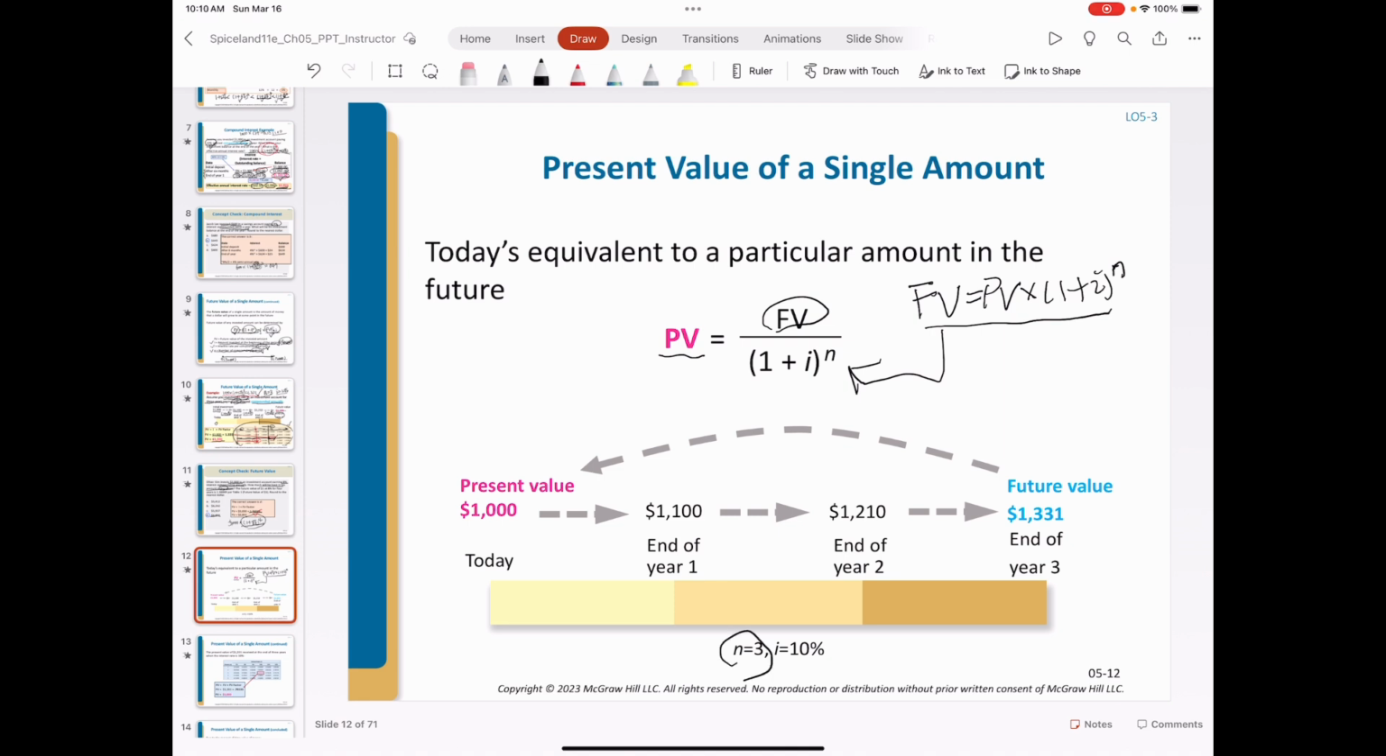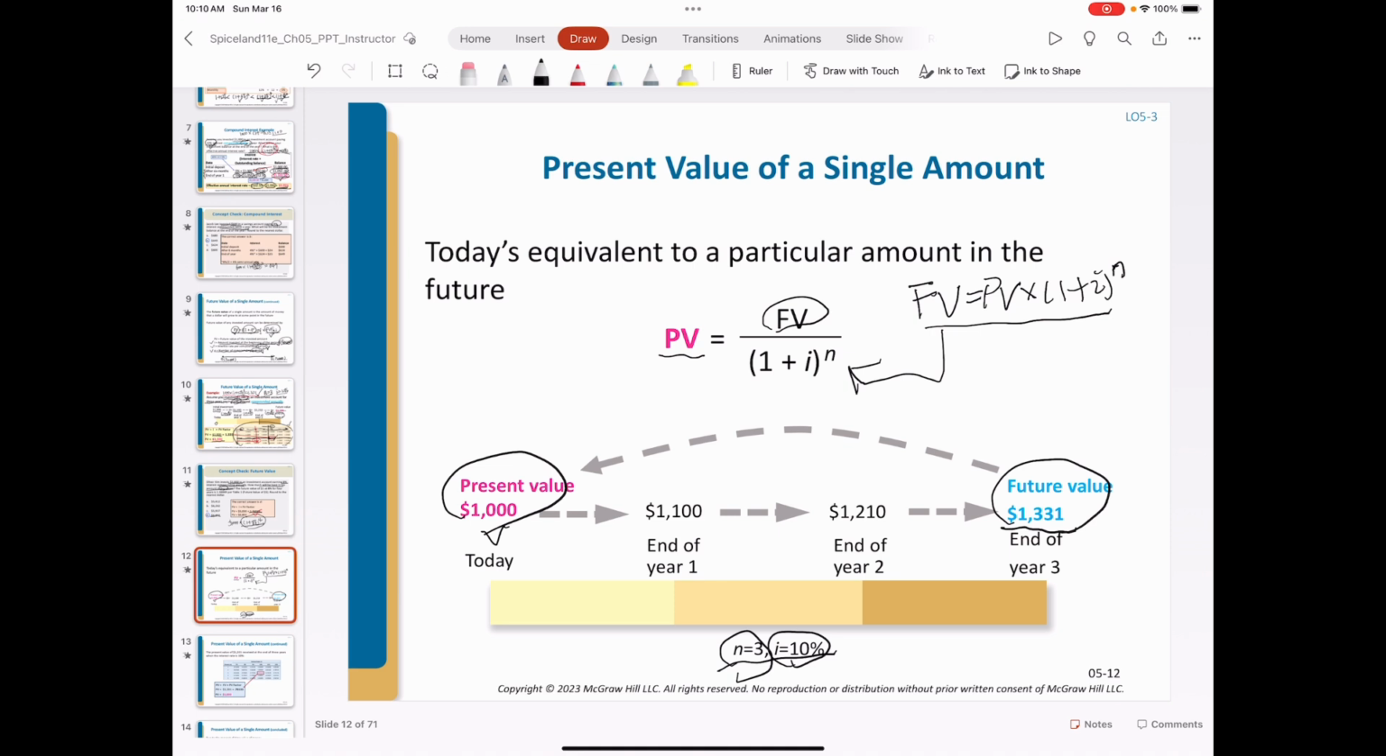Based on the 3 years, 10% per year interest assumption, if the present value or invested capital was $1,000 today, it will become $1,331 by the end of year 3. Or we can also use this formula to calculate the present value of $1,331. Based on the same assumption, we know its present value is $1,000.